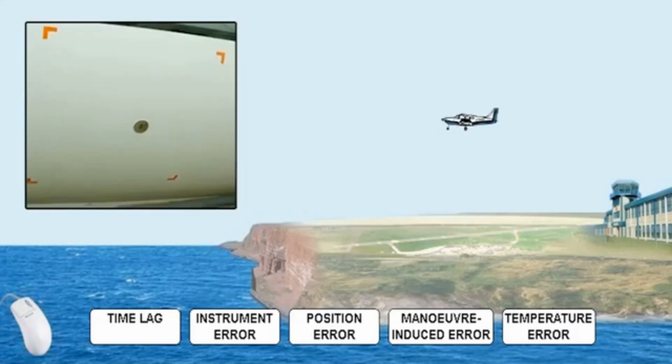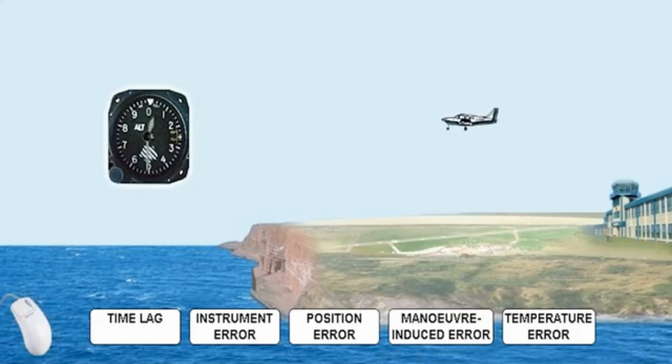Position error is largely due to the inability to sense the true static pressure outside the aircraft, as we mentioned earlier. The error is usually small. Maneuver-induced error is caused mainly by transient fluctuations of pressure at the static vent during change of pitch attitude.